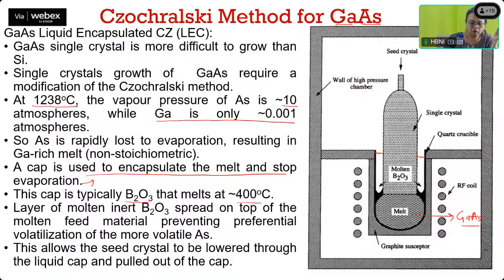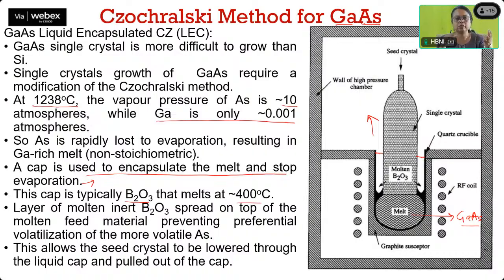A layer of molten inert boron oxide spreads on top of the molten feed material, preventing preferential volatilization of the more volatile arsenic. This allows the seed crystal to be lowered through the liquid cap and pulled out of the cap. Once it is inside, the growth is happening inside, and once it comes out, there is no problem because it is in the solid form. So this is a modified Czochralski method.